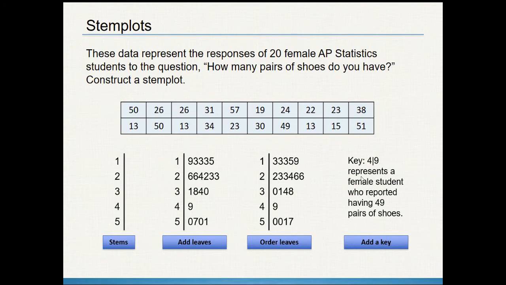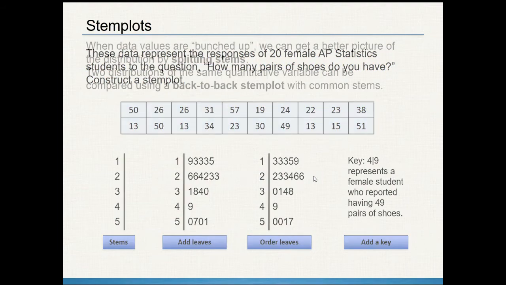You want to provide a key explaining what exactly your stem plot represents. Give an example of a stem and a leaf in this plot and explain what that means in the context of the problem. That's why they're saying it represents a female student who reported 49 pairs of shoes, because the context of the problem was asking female AP Stats students how many pairs of shoes they have.